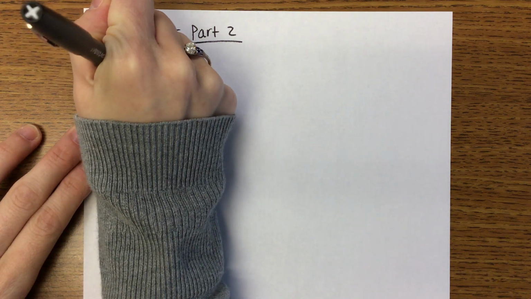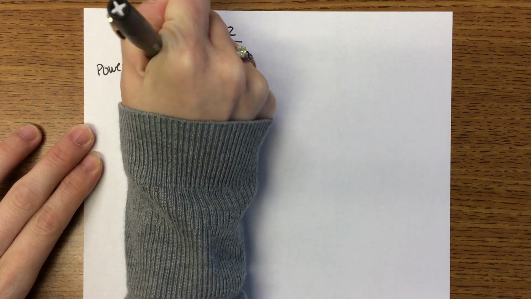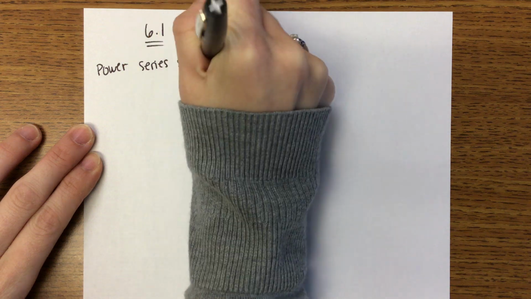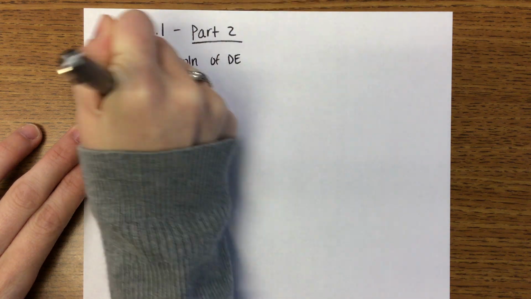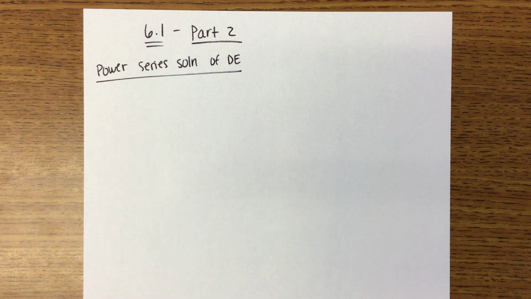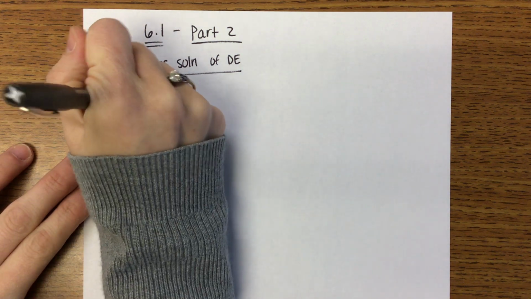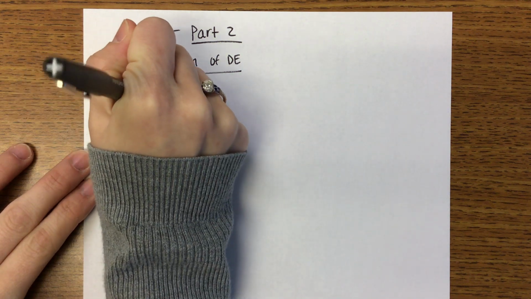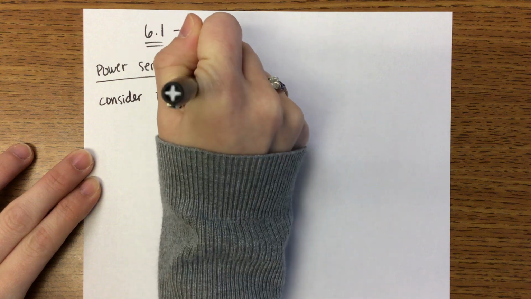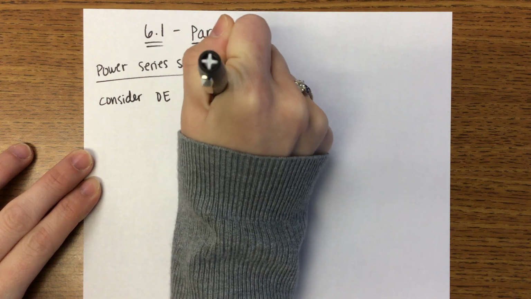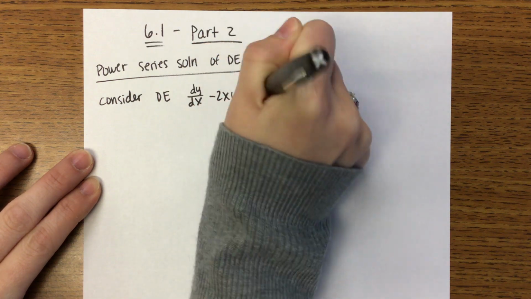In the second half of the section, we are going to use power series to find solutions of differential equations. So we're going to look at differential equations and we're going to solve them using power series. So then our solution will be a power series. So for example, we are going to consider the differential equation dy/dx minus 2xy equals 0.